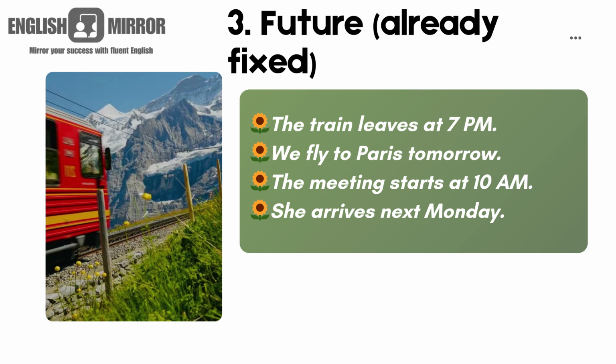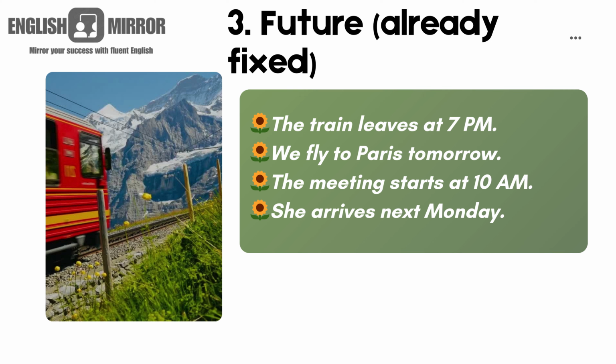The train leaves at 7 p.m. That is, the train's journey is already scheduled for 7 p.m. So the train leaves at 7 p.m. We fly to Paris tomorrow. We is a plural thing, more than one person. So we fly to Paris tomorrow. If the subject is he, how will we convert? He flies to Paris. Understood the difference?